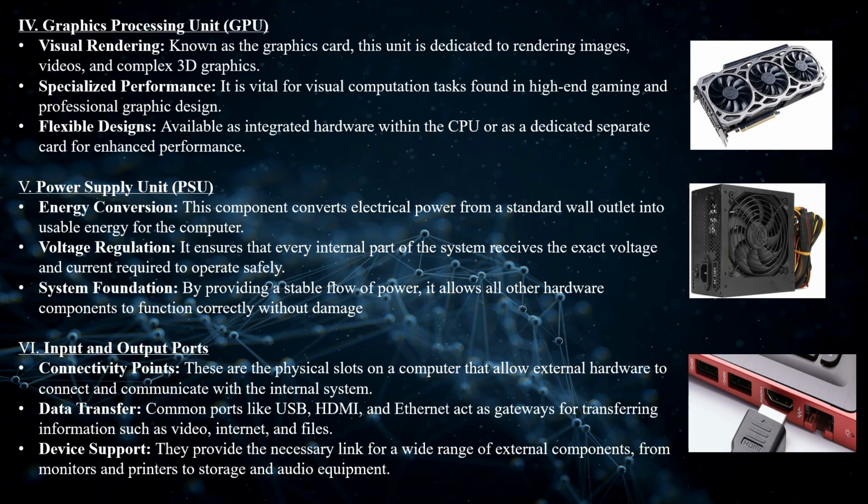The graphics processing unit is a specialist. It's dedicated to display high quality images, videos, and 3D graphics for things like gaming. The power supply unit converts wall power into the exact voltage needed to keep the computer safe and running. Ports like USB and HDMI are the gateways that allow us to connect external things like monitors and printers.